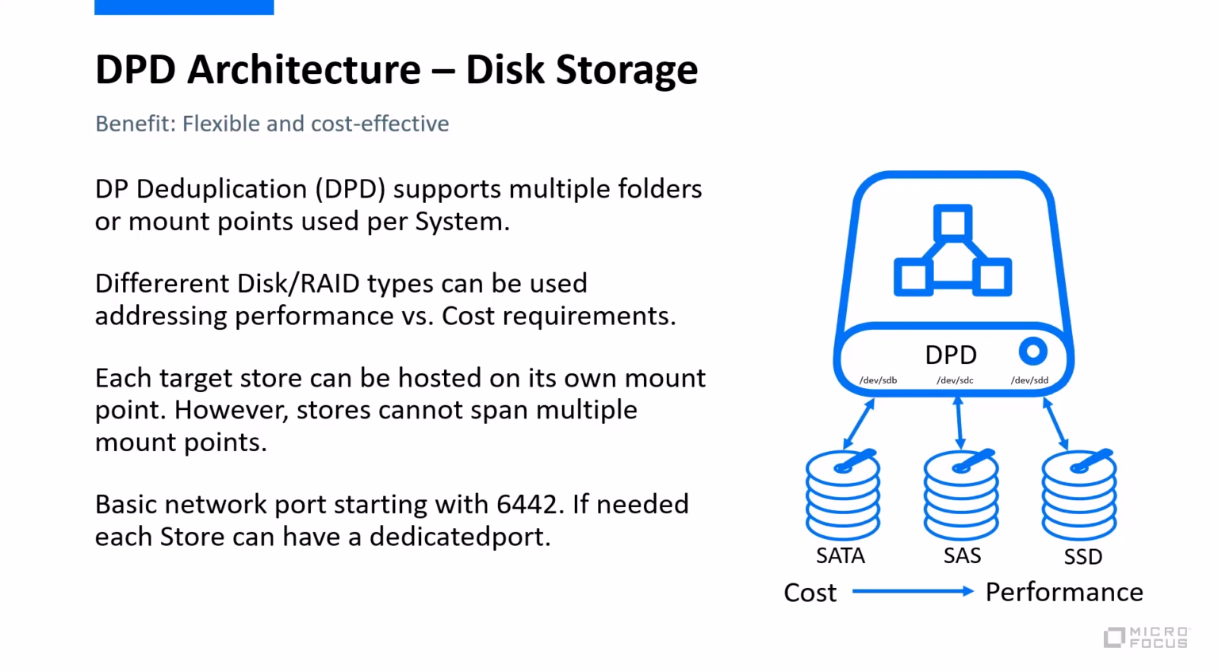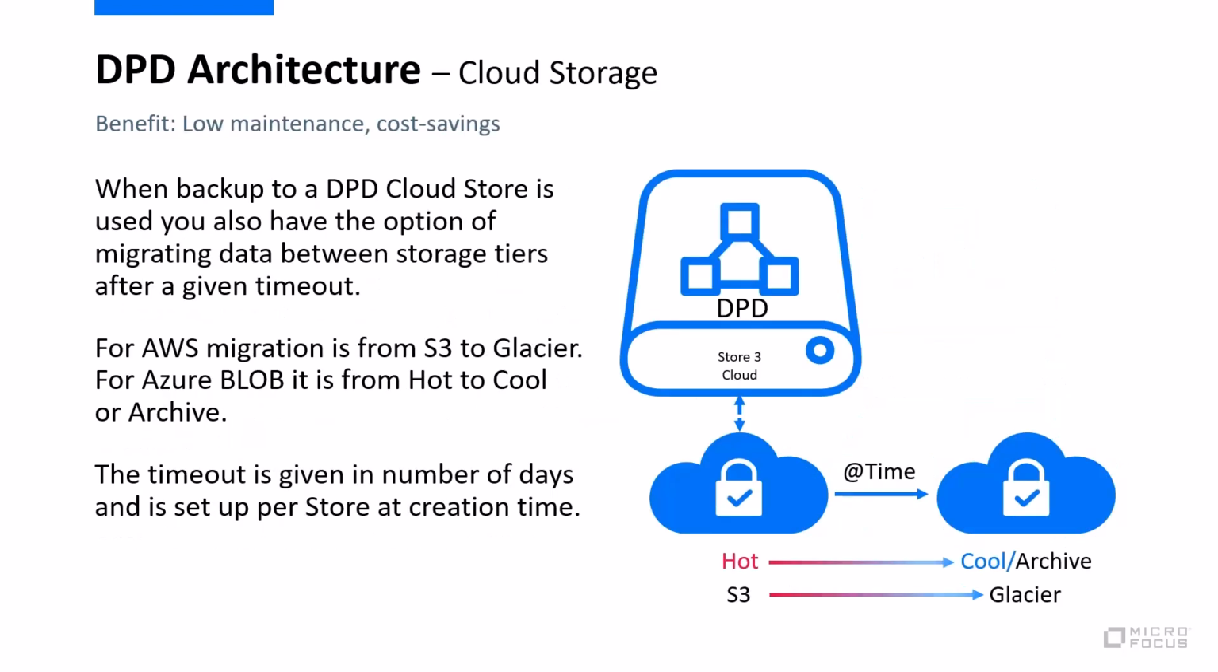We're also making sure that individual mount points are used for this scenario, so you can optimize and direct your data flow exactly to the right store that you need. In case of cloud storage, we are offering migration in between different data tiers. So if you look at AWS, we support migration from S3 to Glacier. In case of Azure, we support migration from hot to either cool or archive storage. That's based on the number of days that are set when you create the store.